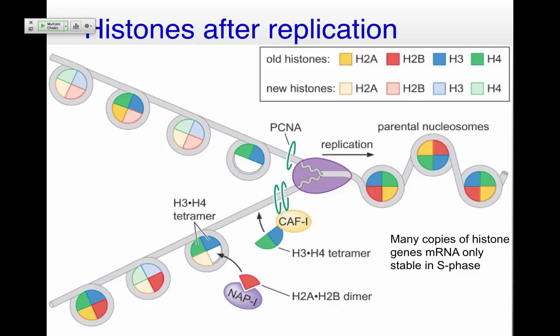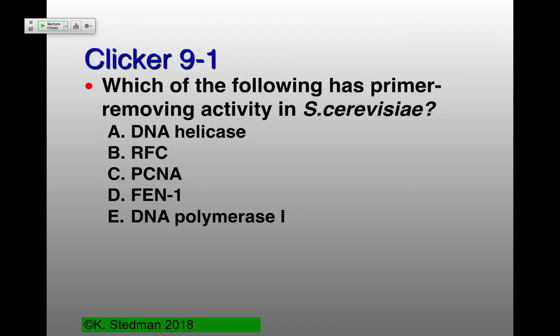Okay, other questions about this? Okay, finally. Took us long enough, didn't it? Everyone's got your clickers out? Good. Which of the following has primer removing activity in Saccharomyces cerevisiae? DNA helicase, RFC, PCNA, FEN1, DNA polymerase 1.